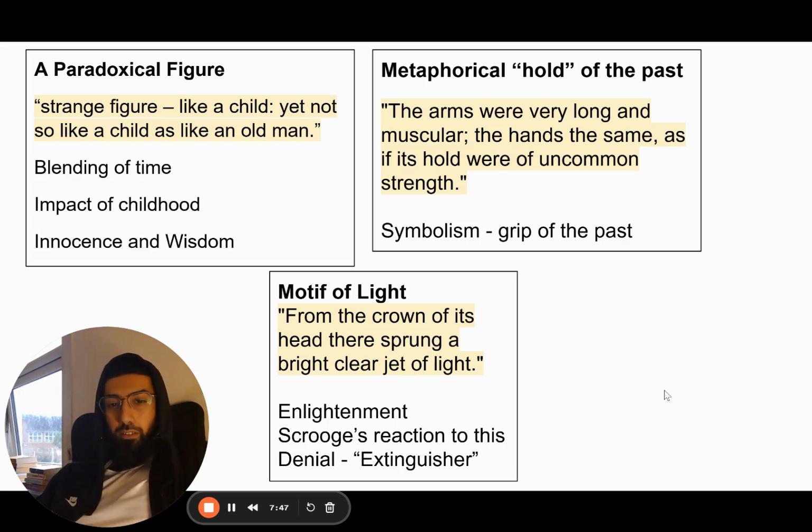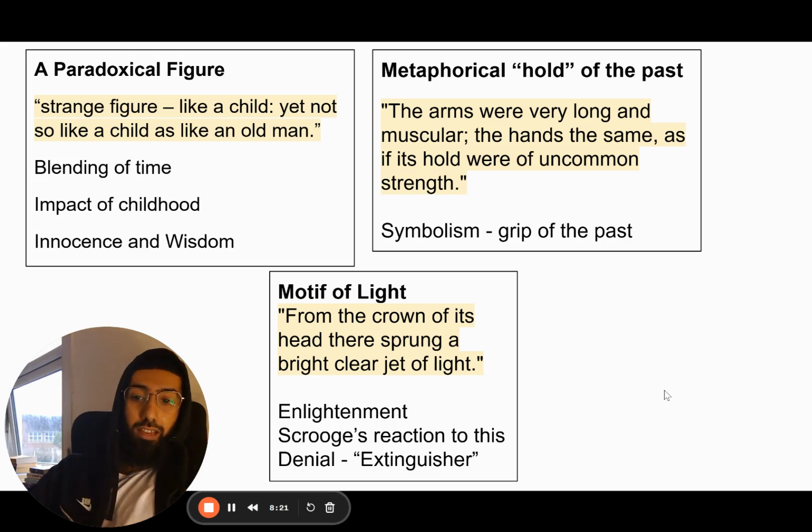But interestingly, and we'll look at this a little bit later, the ghost also has an extinguisher as a cap. And that extinguisher suggests Scrooge's denial. So Scrooge can attempt to put out the light by putting this extinguisher on the ghost's head. But ultimately, look at the symbolism here. We've got this idea of the past and the present blending together, the impact of the past, and it's also conveying the function of the Ghost of Christmas Past, the function of which is to show Scrooge his past experiences, to remedy them, to reconcile them, and to gain a new understanding and gain insights from them.